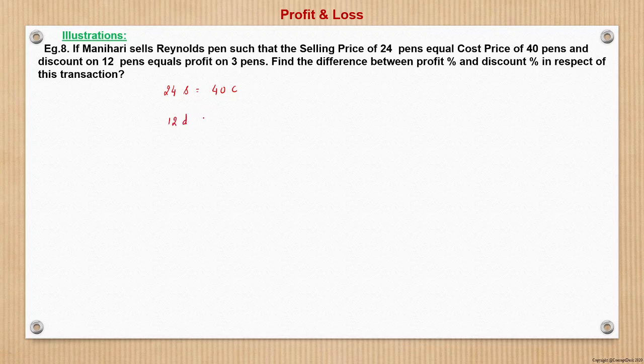So 12 into D is equal to 3 into P, where S is the selling price of one item, C is the cost price of 1 pen, D is the discount on 1 pen, P is the profit on 1 pen, right? So this we can say. Find the difference between the profit percent and the discount percent in respect of this transaction. So if this is given here, we can say that S by C is nothing but 40 upon 24, which is again we can say 5 by 3, and S by C means what? This is a profit multiplying factor.